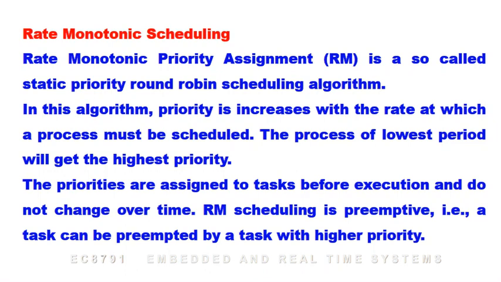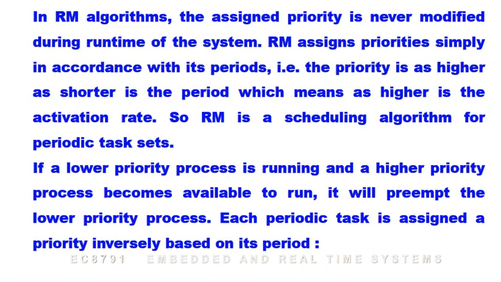RM scheduling is preemptive. A task can be preempted by a task with higher priority. In the RM algorithm, the assigned priority is never modified during runtime of the system. RM assigns priorities simply in accordance with the periods. The shorter the period, the higher the priority, which means the higher the activation rate. So RM is a scheduling algorithm for periodic task sets. If a lower priority process is running and a higher priority process becomes available to run, it will preempt the lower priority process.